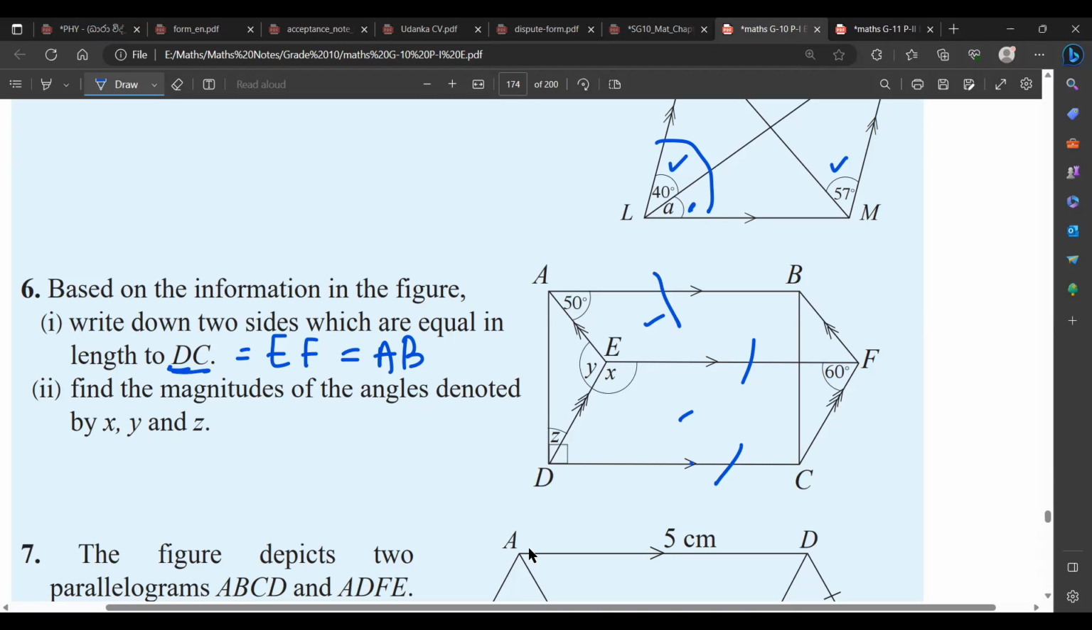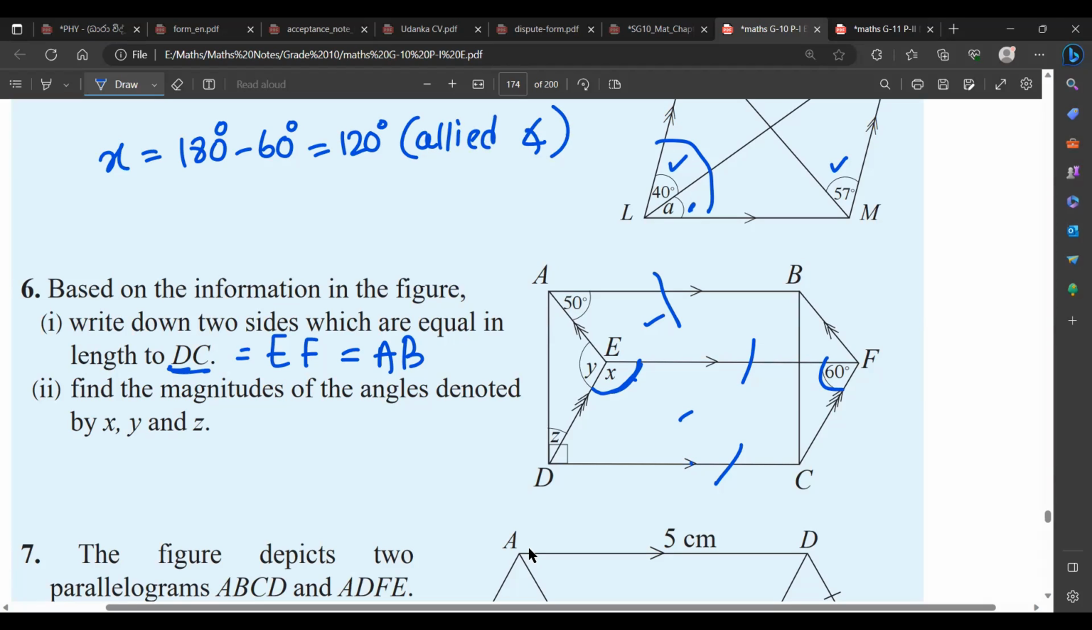You know what? This X angle and this angle should be what? Allied angle, no? So X should be equal to 180 minus this one. 60, it is 120 because it is an allied angle, no? This allied angle. It should be allied.